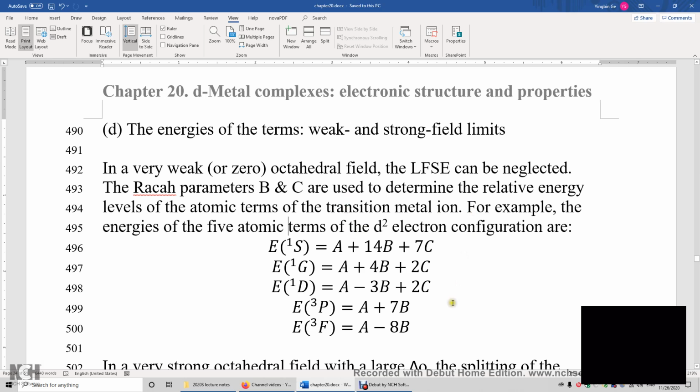Now let's look at C. So first you need to determine the ground term and its spin multiplicity. And then C only appears in the atomic terms with a different spin multiplicity from the ground term. So that's why in here, 3P, there's no C. Because 3P has the same spin multiplicity as 3F. So you have 2C here, 2C here, 7C here for a different spin multiplicity.